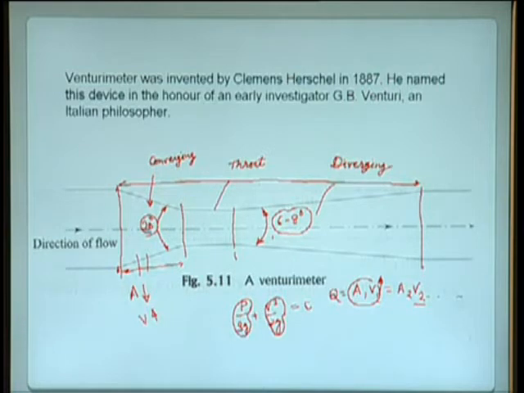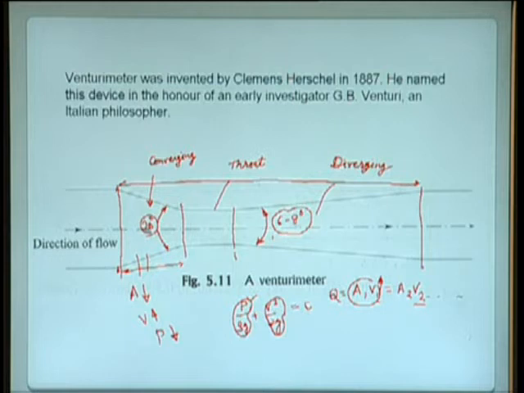When velocity goes up, it means that to keep P over rho g plus V squared over 2g constant, P over rho g must be reduced. If V squared over 2g is increasing on the downstream side, then P over rho g must be reduced. So on the downstream side the pressure is decreasing. The fluid is flowing in a zone with a negative pressure gradient, where pressure is continuously decreasing. This is called the favorable pressure gradient condition.